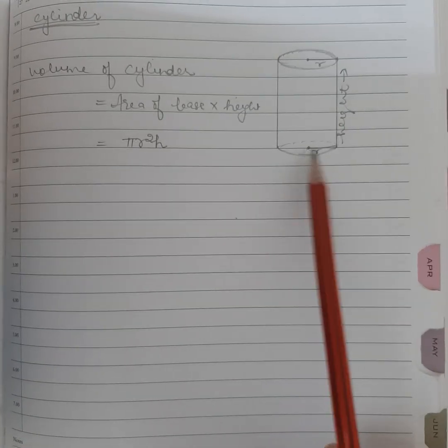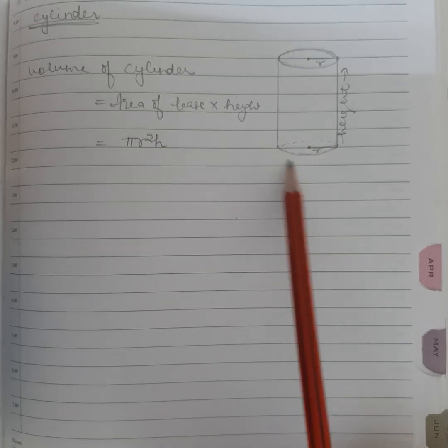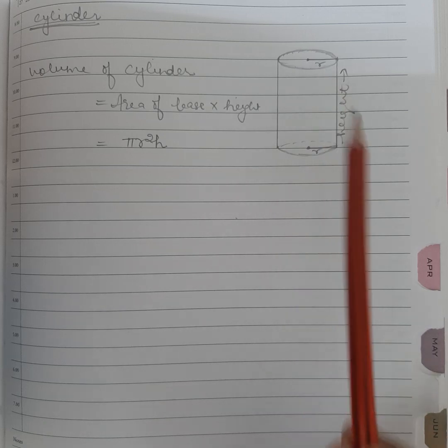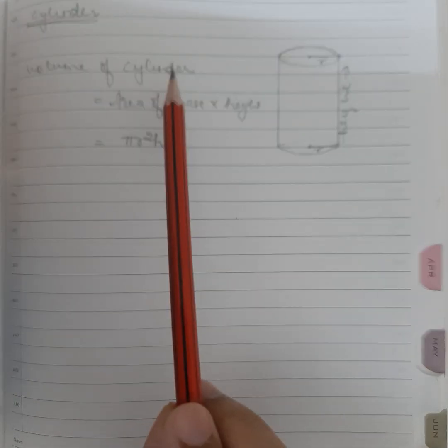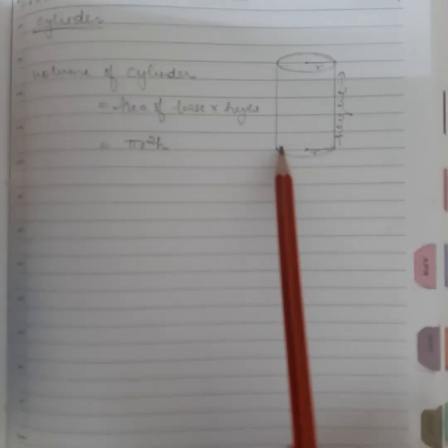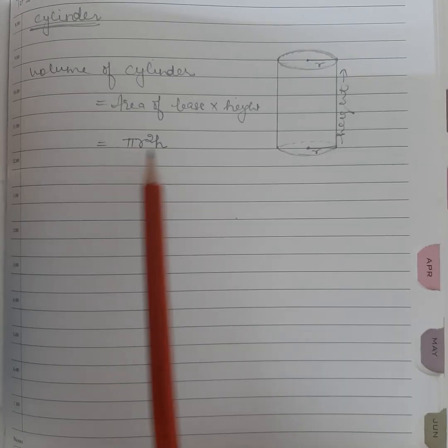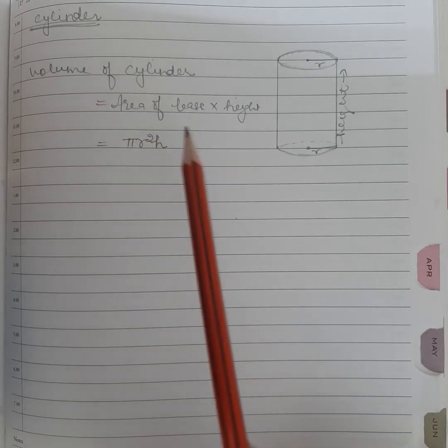So we know the area of a circle is pi r square. So if we multiply the area of its base with its height, it will give us the volume of the cylinder. So the volume of a cylinder will be pi r square, which is the area of the base, multiplied by its height, which is h. So pi r square h will be the volume of the cylinder.